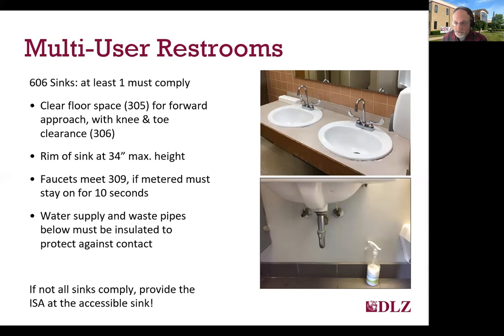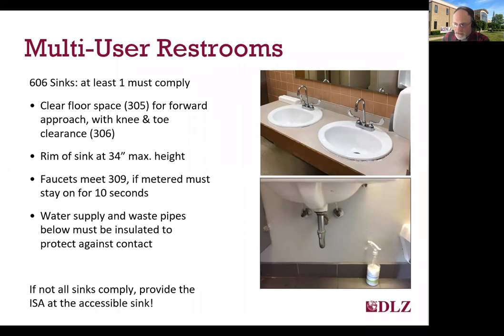Ensure that the faucet controls are levers or paddles and not knobs that require grasping and twisting. If you have a faucet with a meter type dispenser where the water stays on for a period of time after you push it, it must allow the water to run for a minimum of 10 seconds, so you don't have to keep pushing it. Water supply and waste pipes below sinks are required to be insulated or otherwise protected to prevent contact. And if for some reason you have multiple sinks and not all of them are compliant, you need to ensure that you make one compliant.